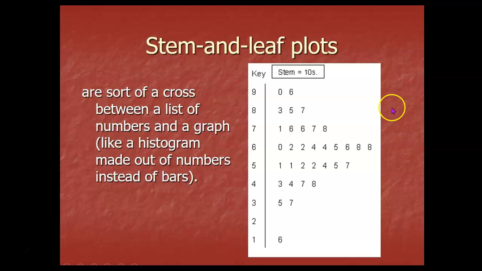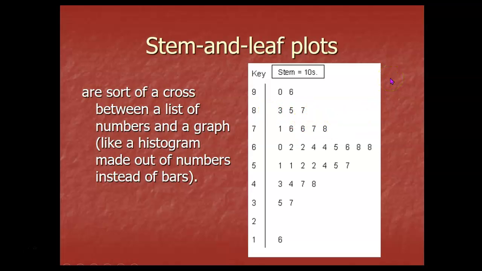Okay, so now the last main graph we'll look at is what's called a stem and leaf plot. And stem and leaf plots are sort of a cross between a list of numbers and a graph, like a histogram made out of numbers instead of bars. So instead of just a solid bar that stretches out for each class, you've got a row of digits that show you how many of all your data values are in the 60s, how many are in the 70s, how many are in the 80s, and so on.